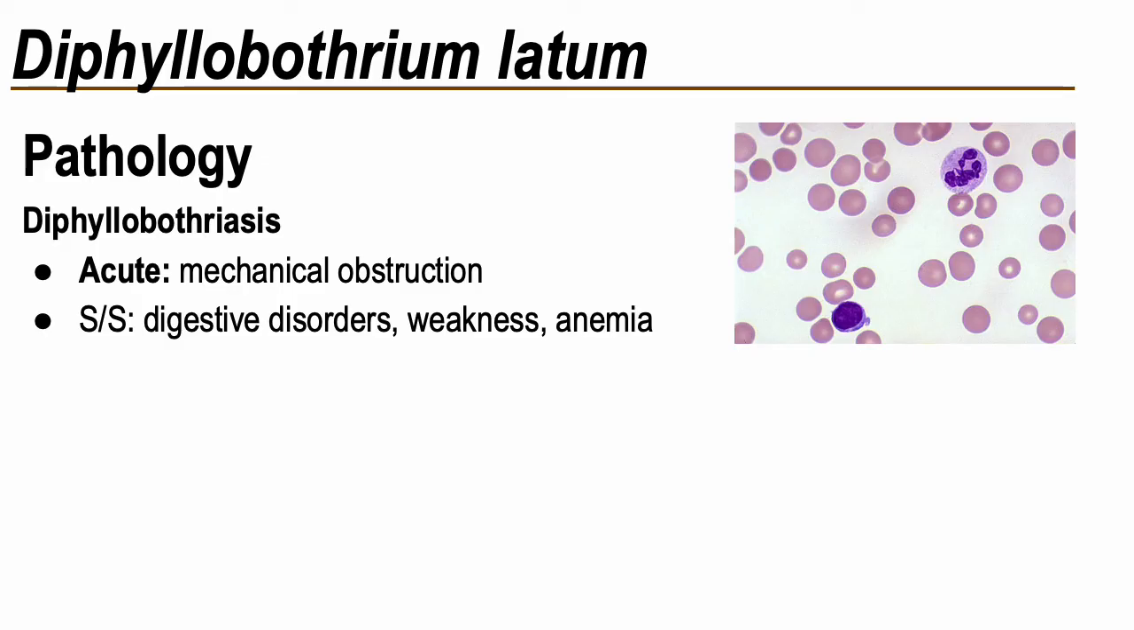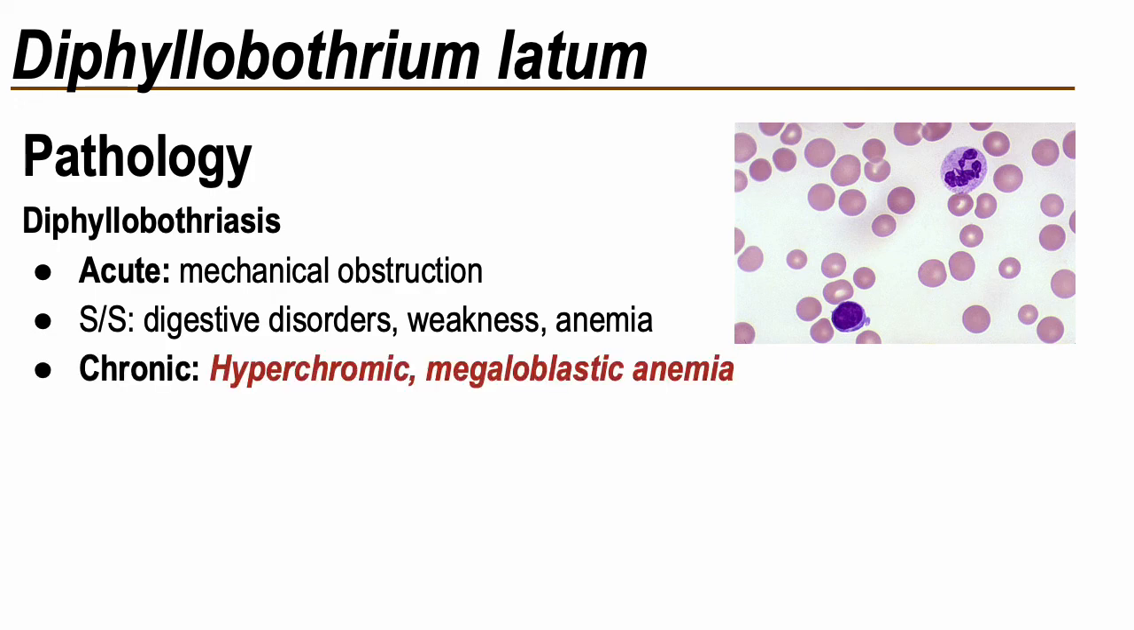So the signs and symptoms felt by the patient during the infection are due to the allergic reactions to the toxins or byproducts of the degenerating proglottids inside the intestinal mucosa. The other possible reason is the mucosal irritation by the scolex of our adult worm. At chronic stages, the infection may lead to hyperchromic megaloblastic anemia.